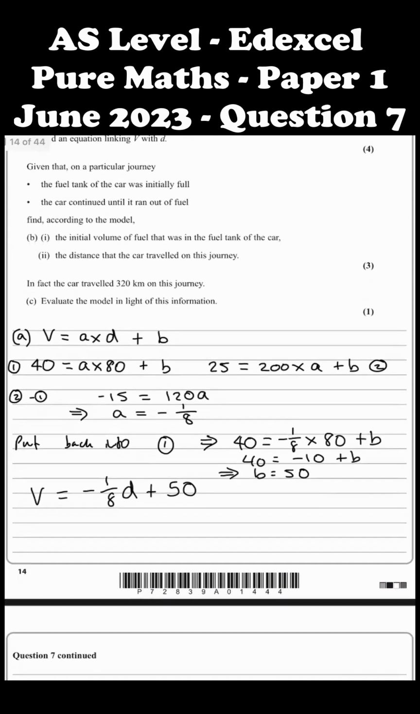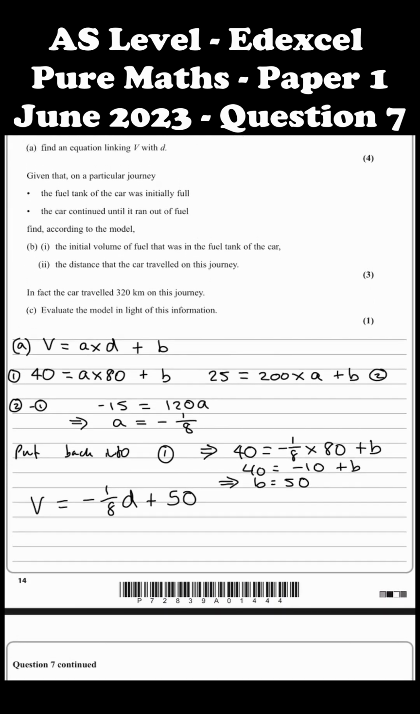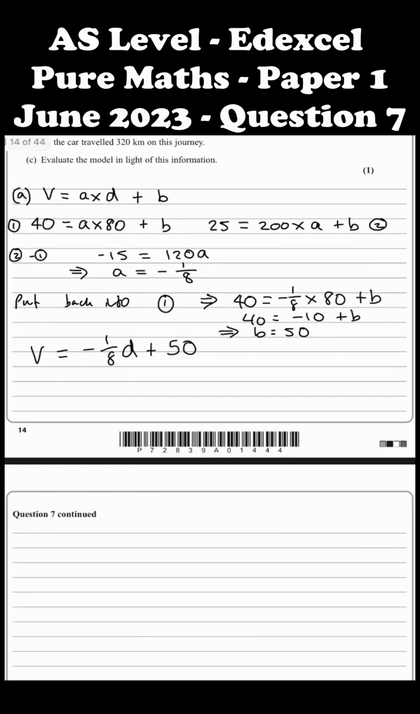Given that on a particular journey, the fuel tank of the car was initially full and the car continued until it ran out of fuel, find, according to the model, part B I, the initial volume of fuel that was in the fuel tank of the car. Well, we've already worked that one out. I'm just going to write that straight down. That's going to be 50 litres.